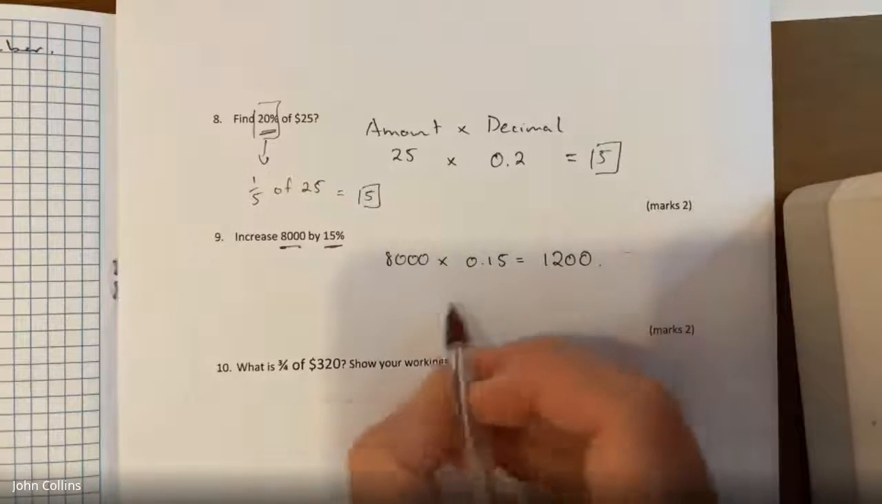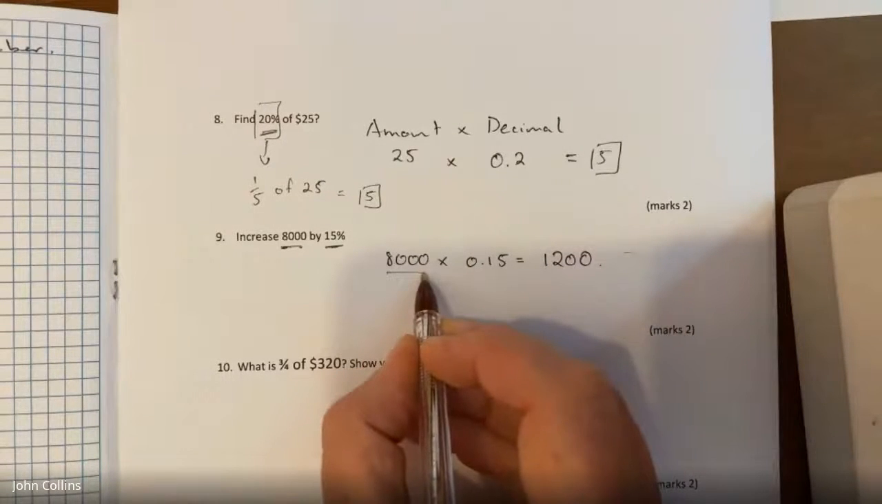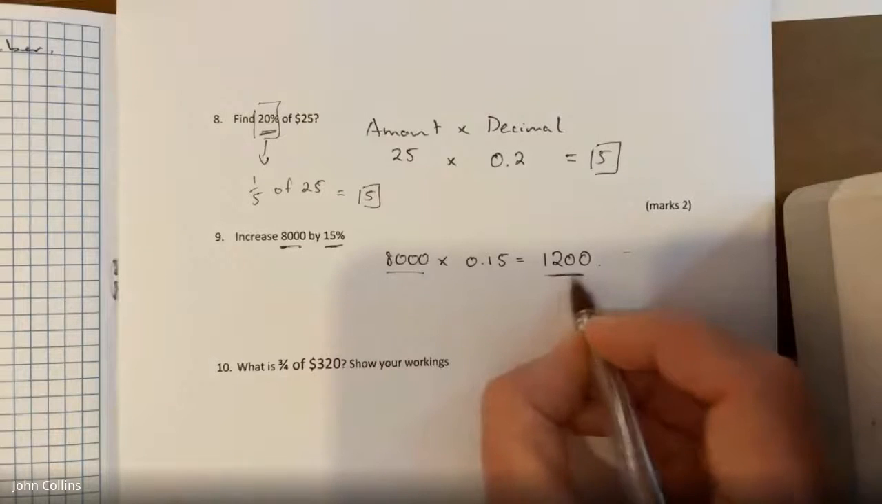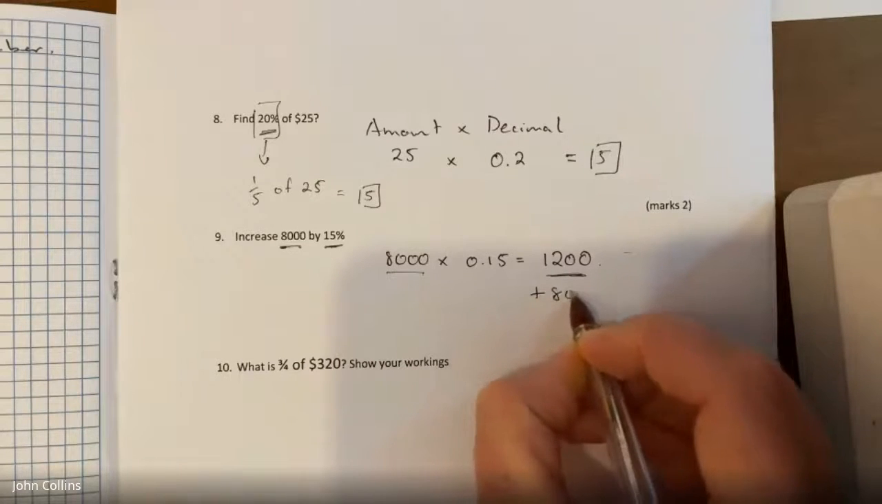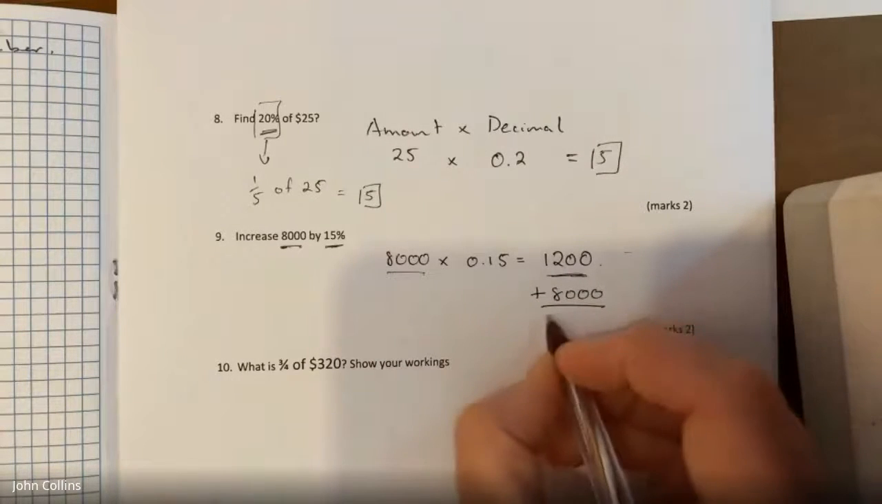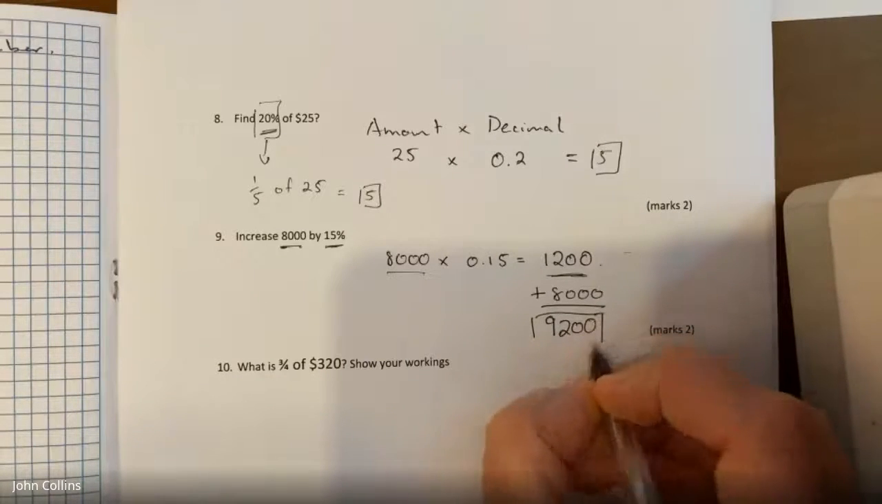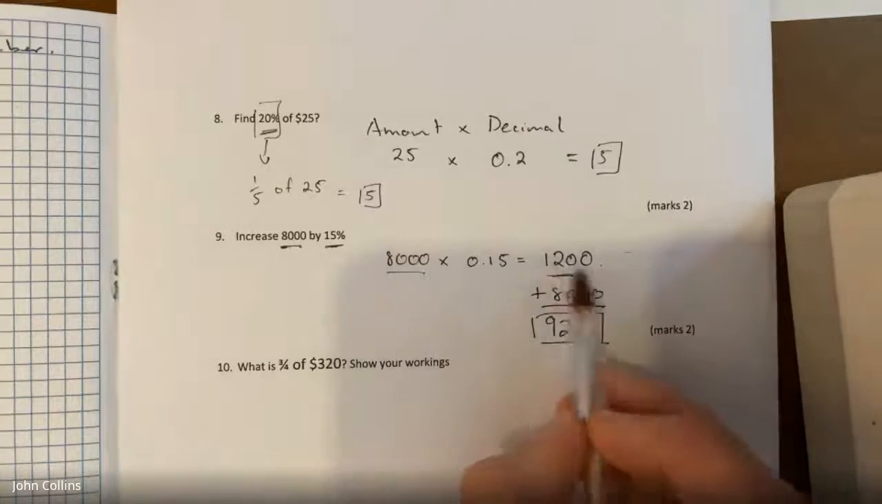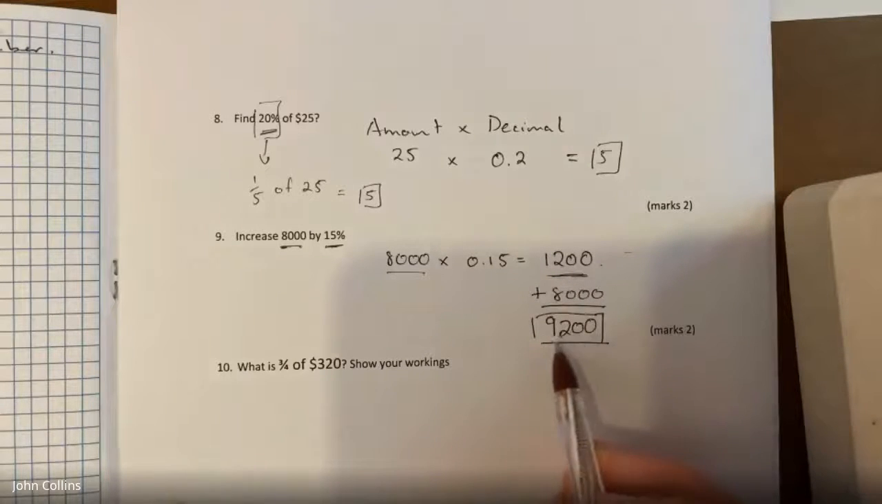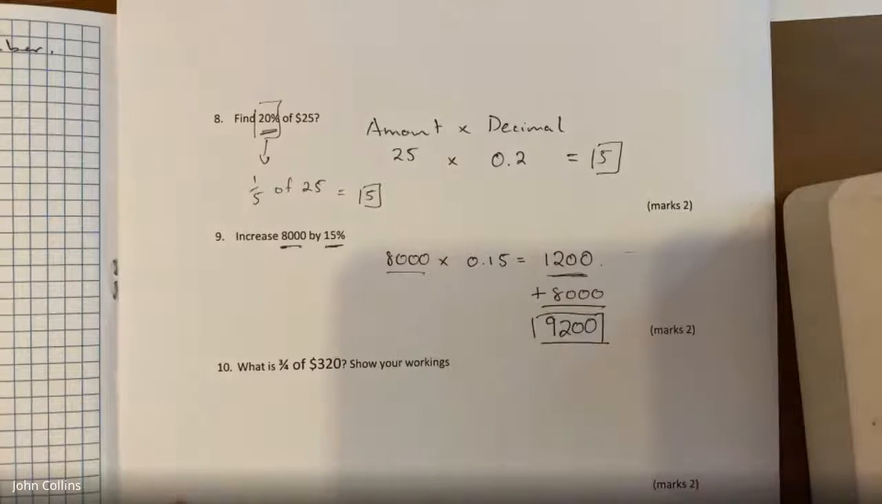1,200. Now I haven't increased 8,000 by that yet. That's just the 15%. So I must add that on to 8,000 to get 9,200. That's my answer here. So you get 1 mark if you got 1,200, and you get 2 marks if you wrote 9,200.